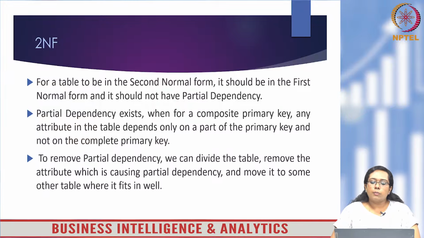So, for a table to be in second normal form, it should already be in first normal form, and the second criterion is that it should not have any partial dependency. You will be wondering, what is a partial dependency? Partial dependency exists when, for a composite primary key, any attribute in the table depends only on a part of the primary key and not on the complete primary key. What does this mean?